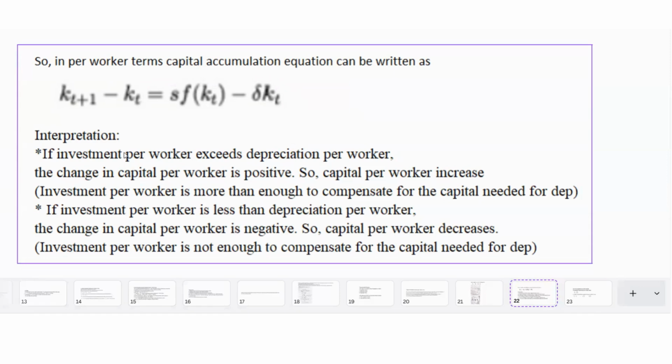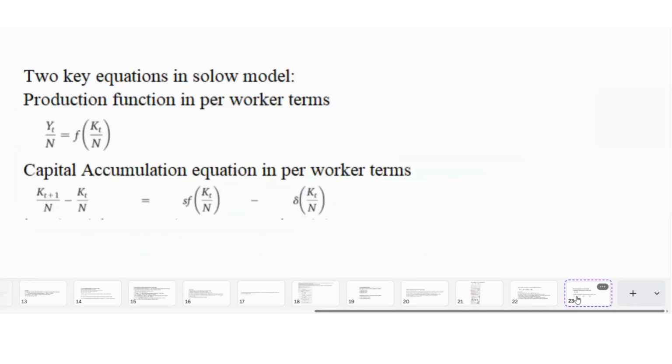Investment per worker is more than enough to compensate for the capital needed for depreciation. But if investment per worker is less than depreciation per worker, the change in capital per worker is negative, so capital per worker decreases over time. Investment per worker is not enough to compensate for the capital needed for depreciation.